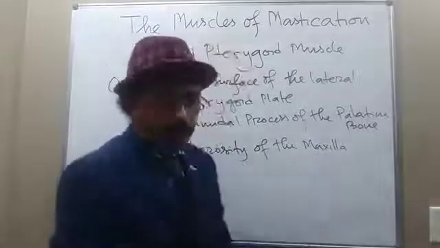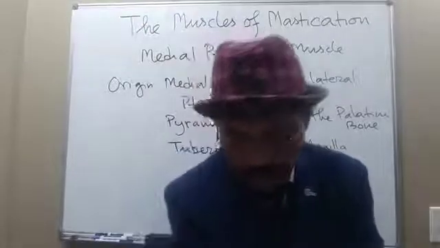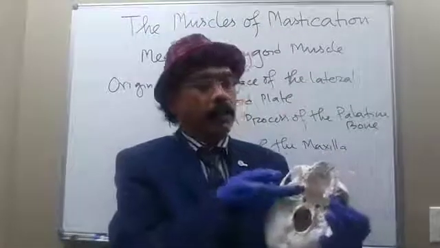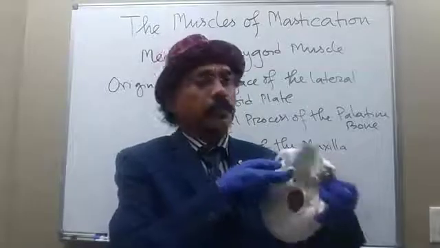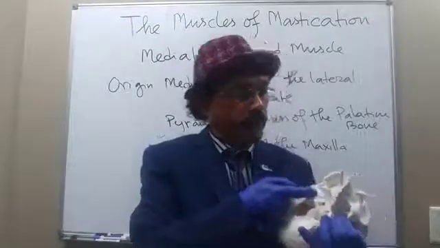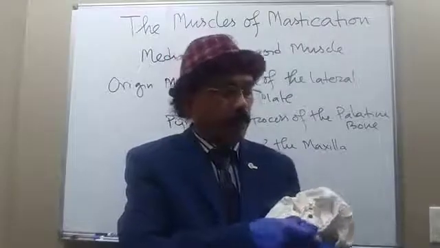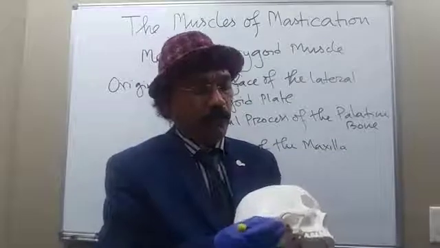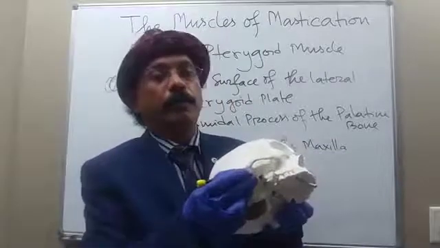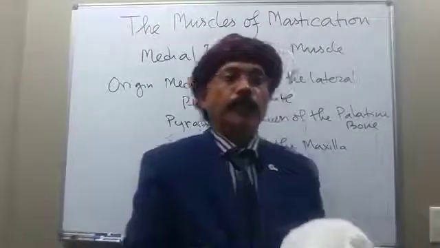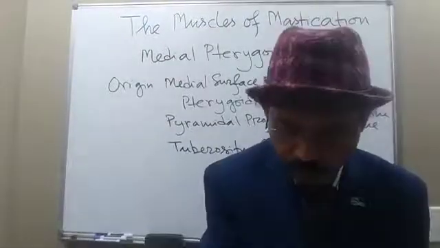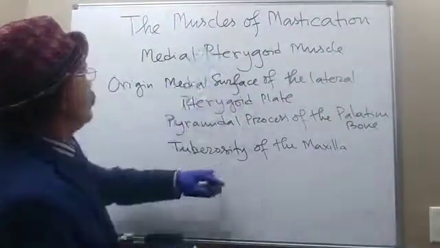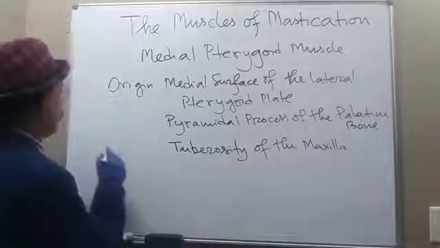So if you go here, the lateral pterygoid plate is here. The medial pterygoid takes origin from the medial aspect of the lateral pterygoid plate, from the pyramidal process, and from the tuberosity of the maxilla. Okay, we got that. So that is the origin of the medial pterygoid.